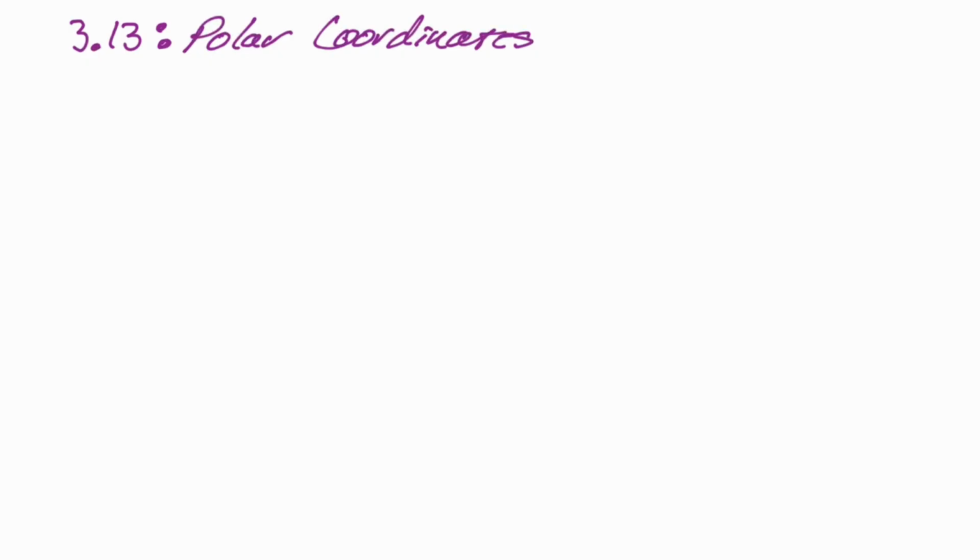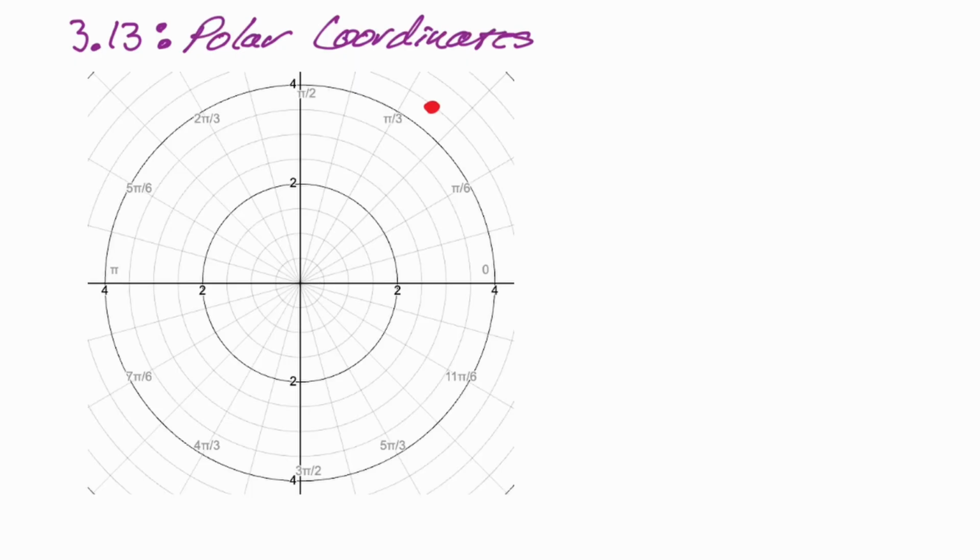3.13 is going to be all about polar coordinates. Polar coordinates have their own grid. It's based on concentric circles centered at the origin, and then radial lines that essentially model the unit circle angles, but obviously you could get any angle that you want. I've plotted 1 point in the grid, and I'm going to say that this is determined by the coordinates r comma theta.